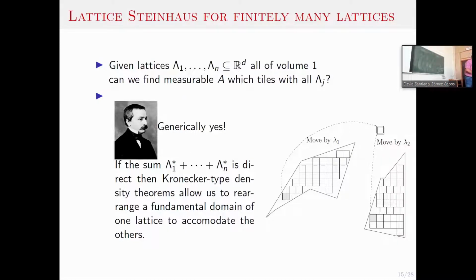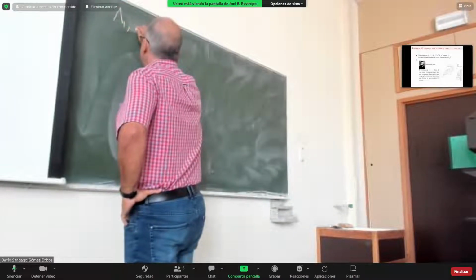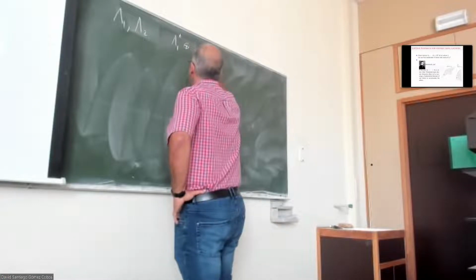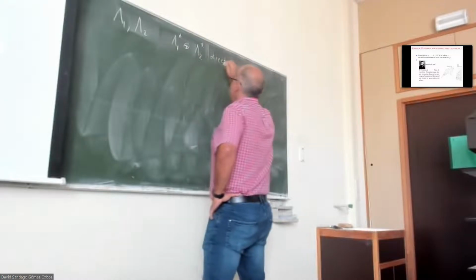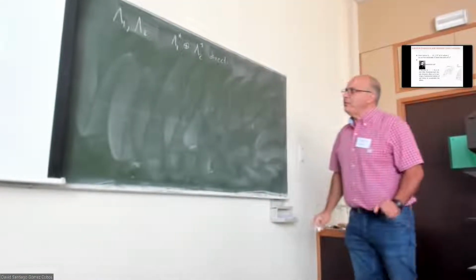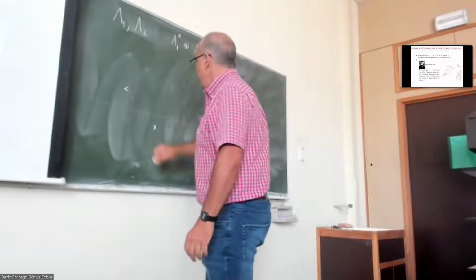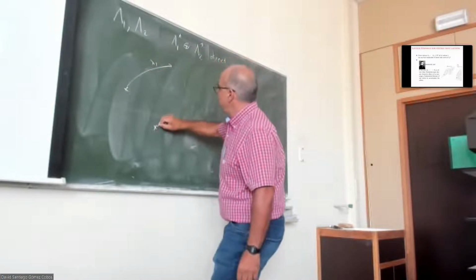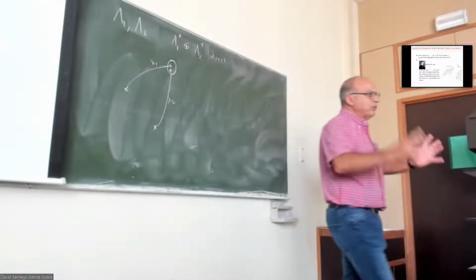We'll give you the construction for two lattices. So suppose I'm given two lattices in the plane, say, lambda 1 and lambda 2, which satisfy this assumption. This is a direct assumption, no relation. As I said, this implies a Kronecker theorem: if I start from any two points on the plane, I can move one by a lambda 1 and the other by a lambda 2 and bring them as close to each other as I want. This is how we use it.